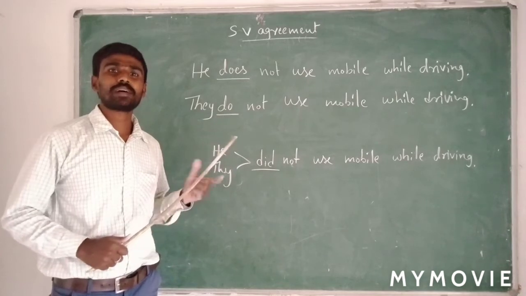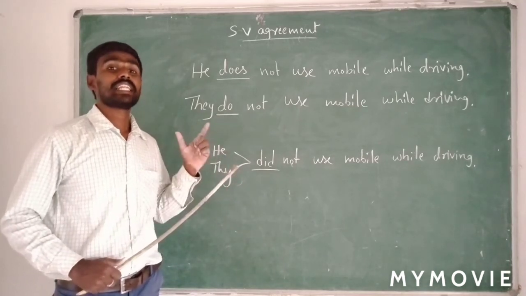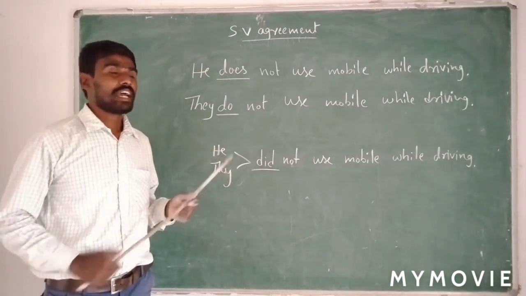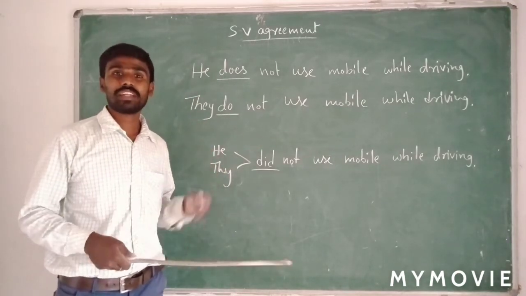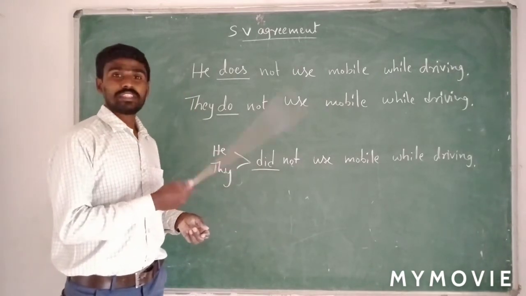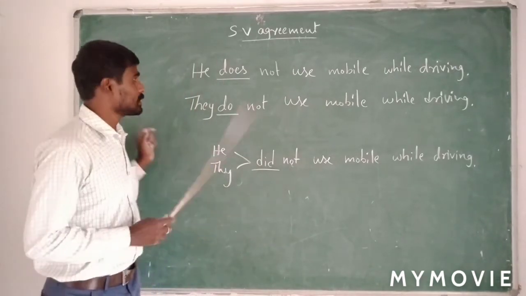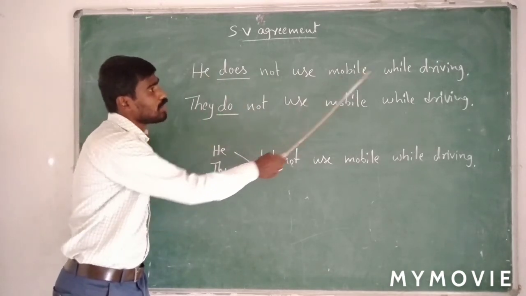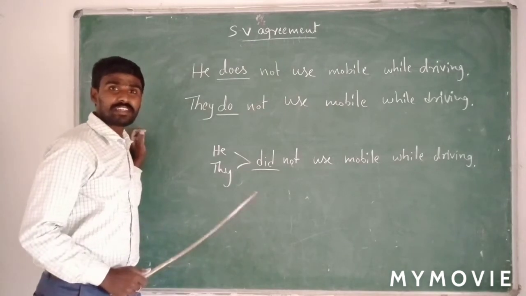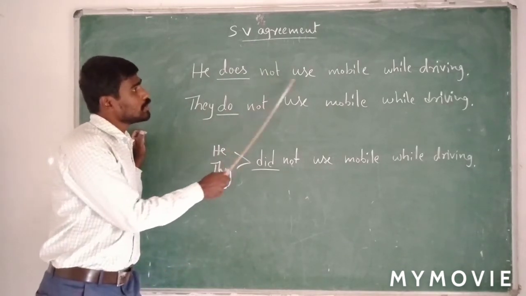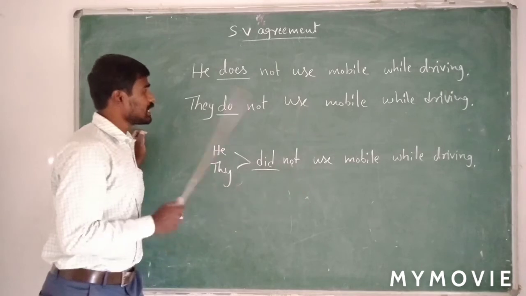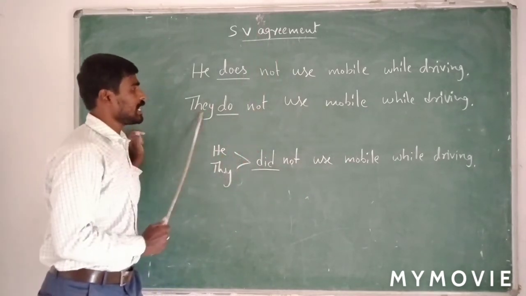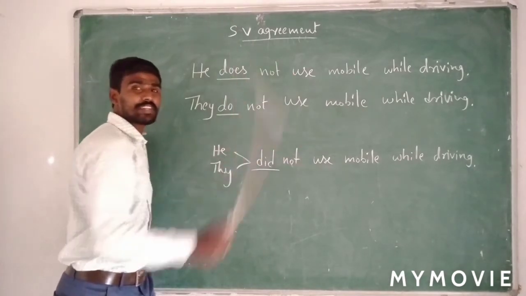Now let us look at the subject verb agreement in negative sentences. Here we have some negative sentences, and let us read these sentences one by one and let us understand how this agreement is there in these sentences. The first sentence, he does not use mobile while driving. The next sentence, they do not use mobile while driving.